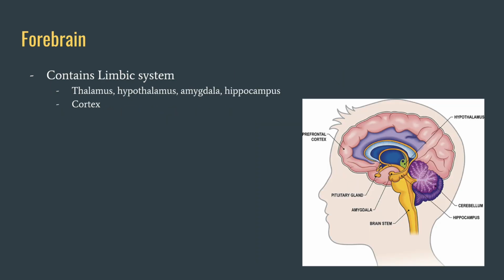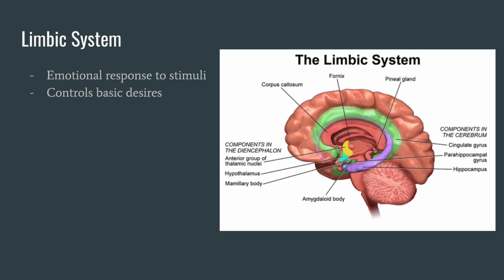Let's move into the forebrain, and it contains the limbic system. It is one of the most essential systems in your brain. It includes the thalamus, hypothalamus, amygdala, hippocampus, and it includes other cortexes. First is the limbic system. Simply explaining this, it's just the emotional response to stimuli, and it controls basic desires.